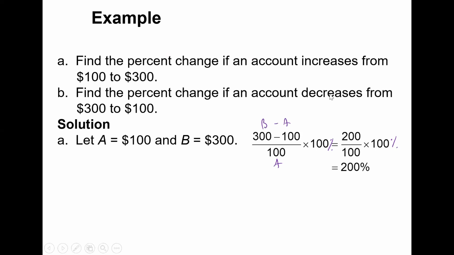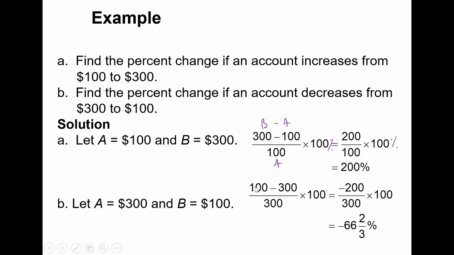Now here we're decreasing from 300 to 100. So we're taking 100 minus 300, divided by 300, times 100%. And again, we could put that percent here if we wanted to. So that's minus 2/3 times 100, which is basically negative 66 and 2/3%. So we've decreased. Okay, that's good, because that's what we said we're doing here.